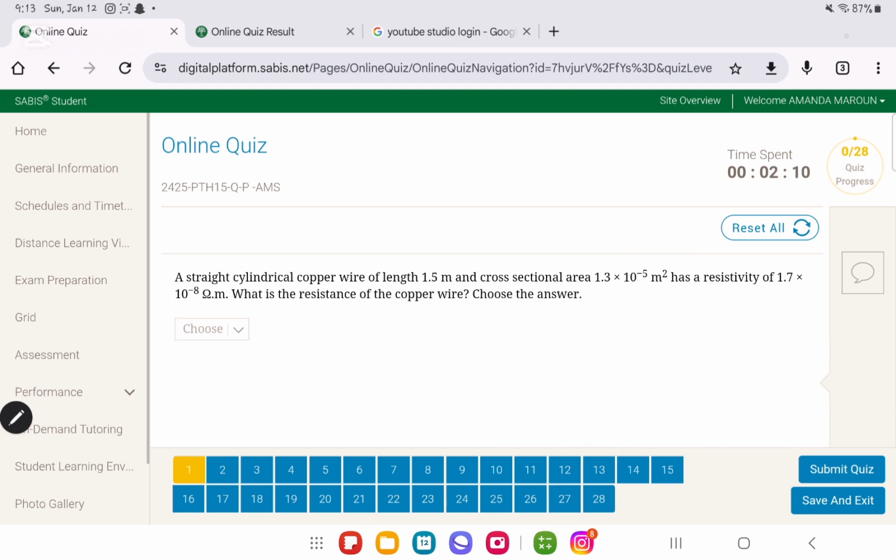Now let us proceed. Just give me a second to find my calculator because I totally lost it. One second.